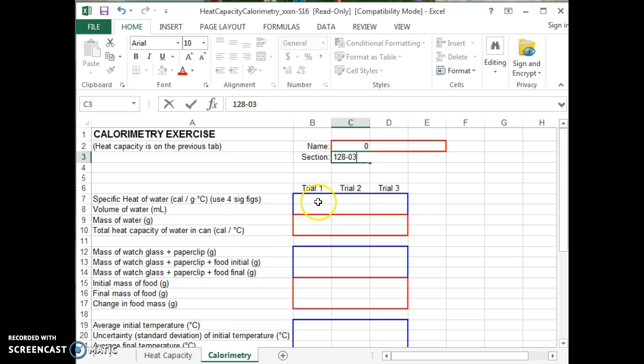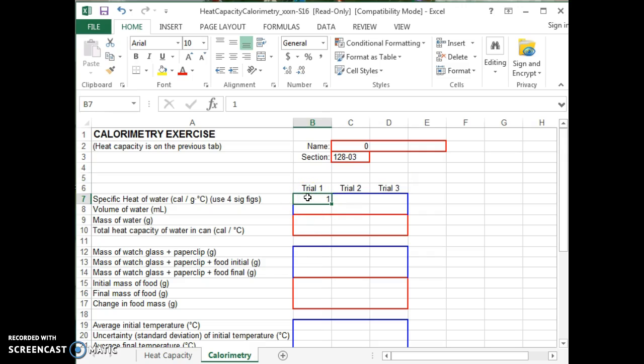Remember that the blue boxes are data that you should have in your notebook. I actually tried to mirror the data table that I put on the board based on these blue boxes here. So go to your notebook right now and fill in all of the data from your notebook into trial 1, 2, and 3. Now you don't have specific heat of water because that is just a known value. So I do want you to put in 1.000. We're going to do 4 sig figs.